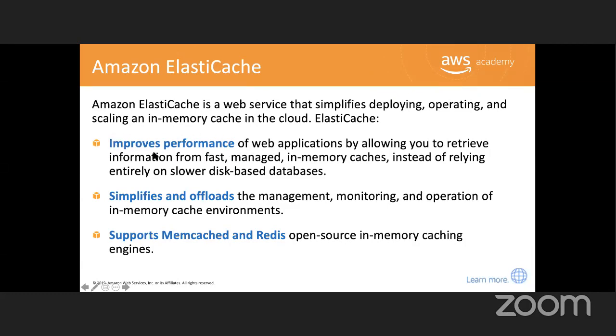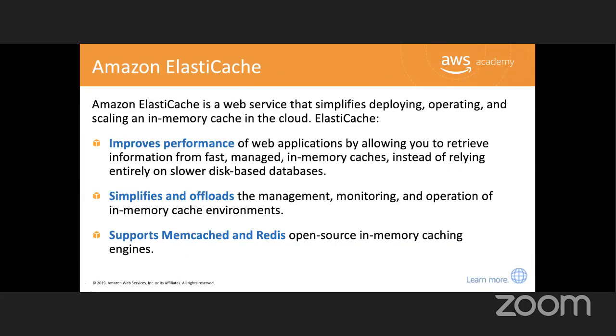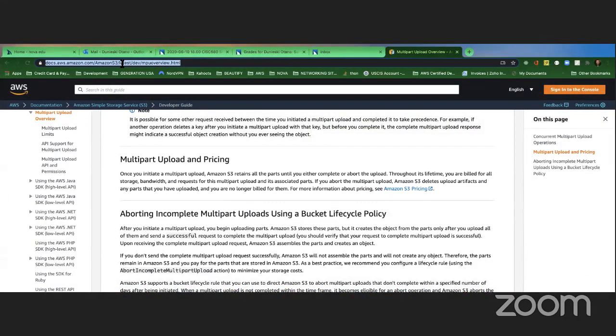What it does is, when the customer requests information from the database, ElastiCache will cache this information, and then next time the customer doesn't have to travel the entire way to the RDS instance. Instead, it gets the information from the ElastiCache. It simplifies and offloads the management, monitoring, and operation of the in-memory cache environment. It's what I said before. And it supports Memcached and Redis, open source caching engines.